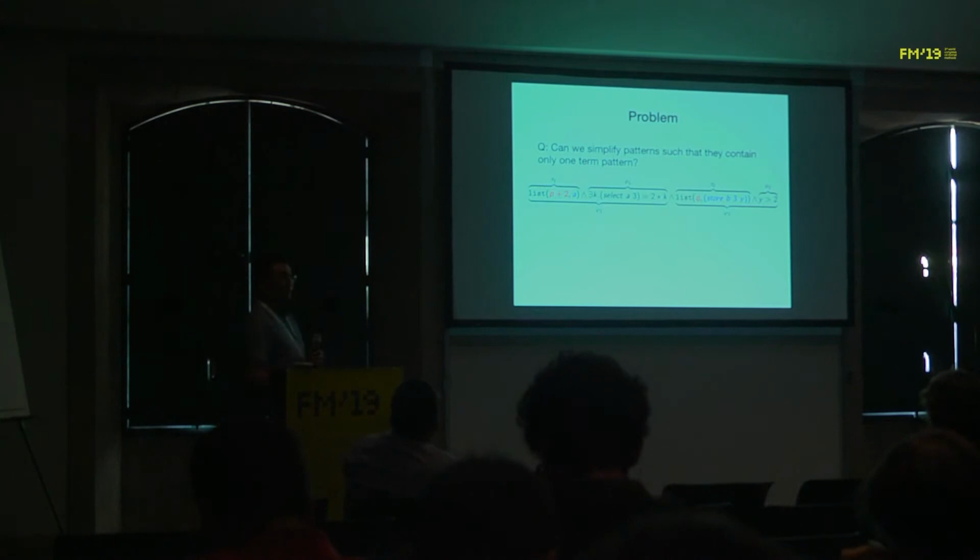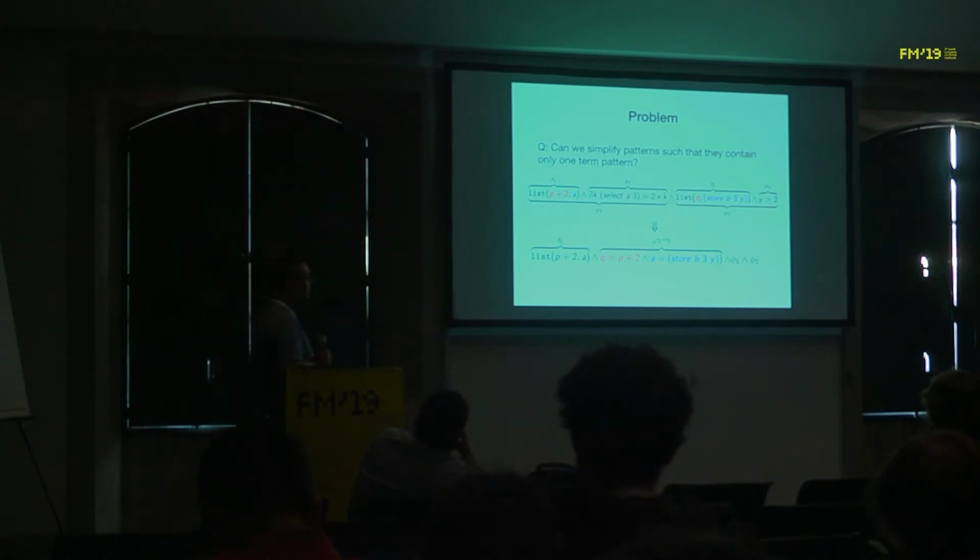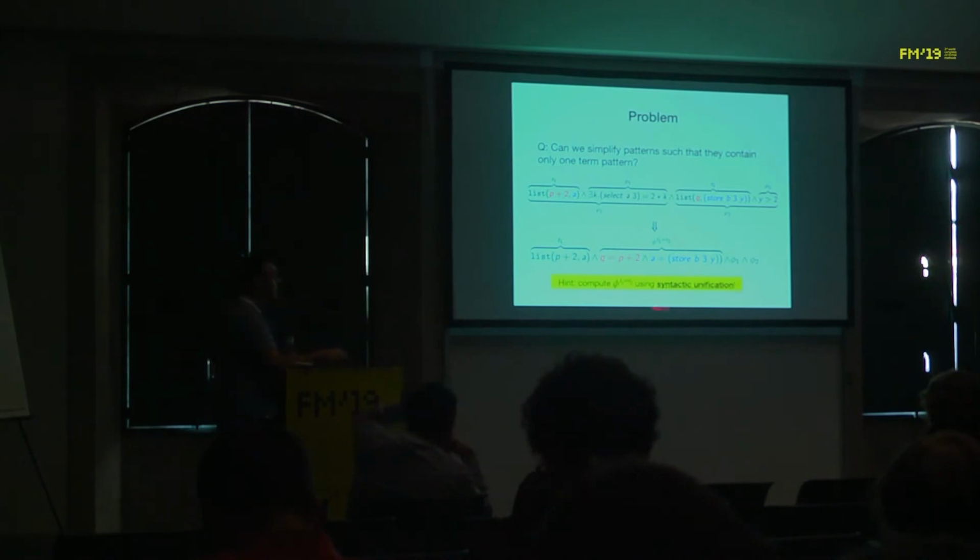If I go back to my example, I notice that this T1 here and this T2 here must have a similar structure, because if they don't, then I would not have any inhabitants in the set matched by this conjunction. So can't I just keep one of them and then add some equalities that keep the connection between the two? In this paper we show how to compute this formula, this equality, using syntactic unification. So that's one thing.